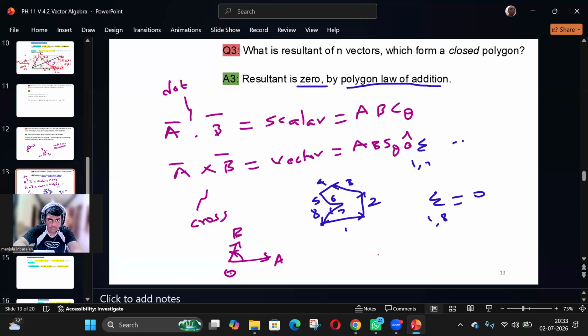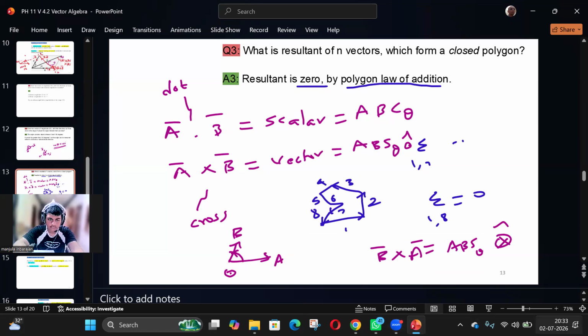But B cross A will be cross direction. B cross A will again be AB sine theta, which is the same as BA sine theta. But the direction will be cross, because I have to rotate from B to A. So either I can rotate a screw or use the right hand thumb rule. The four fingers should point from B to A. In that case, the thumb will go inside the screen. That's cross direction. Is this clear?